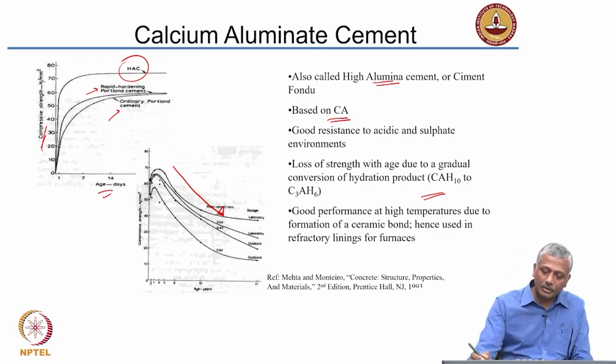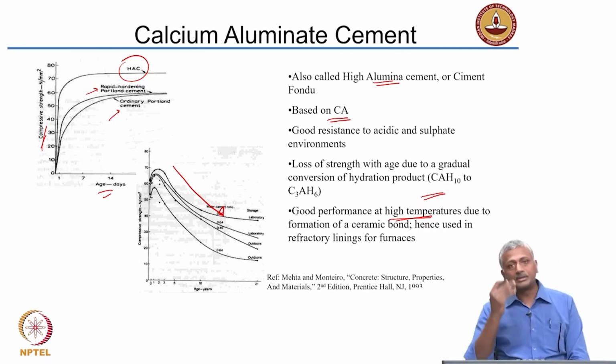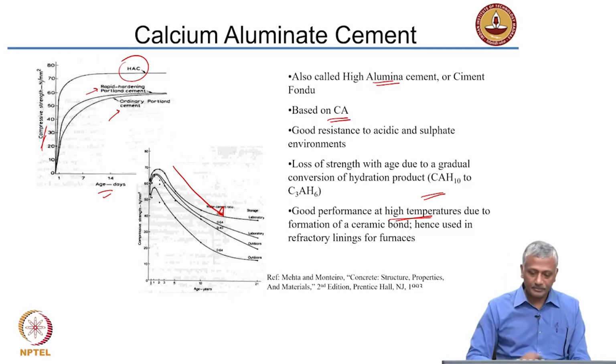However, it is a very good concrete to use at very high temperatures, especially inside kilns, for instance, right? Inside a kiln where the temperature is 1000 degrees and more, the high alumina cement forms a nice ceramic bond, and because of which you will actually get an excellent material that is resistant to heat.